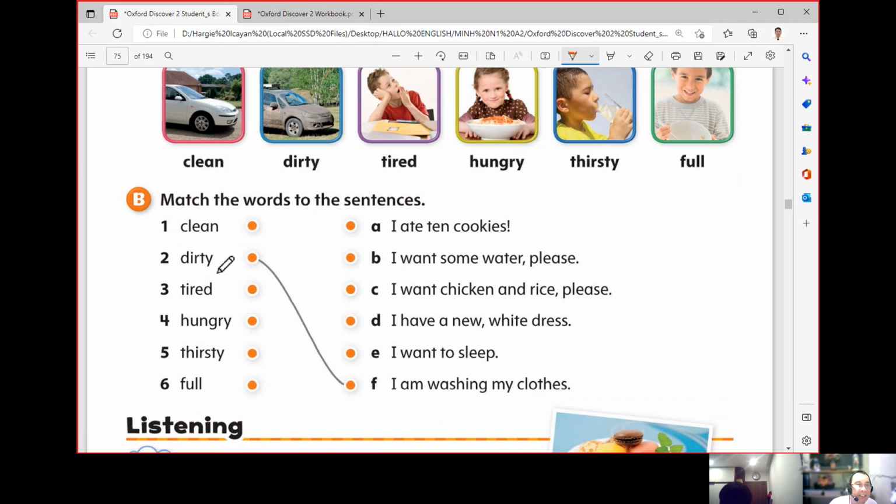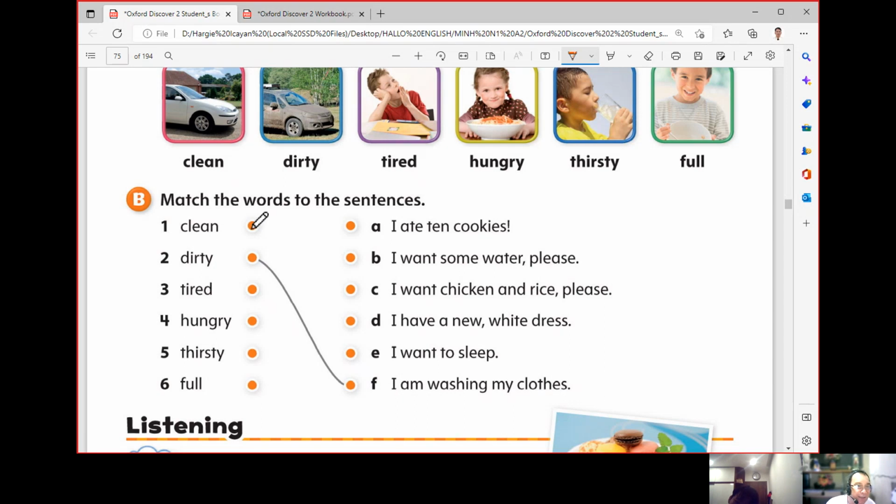Now match the words to these sentences. Number 2 has been given. Dirty: I am washing my clothes. So if it is dirty, you have to wash your clothes.